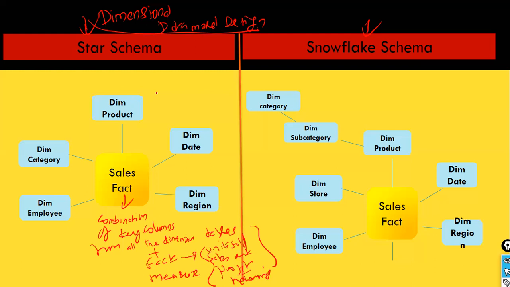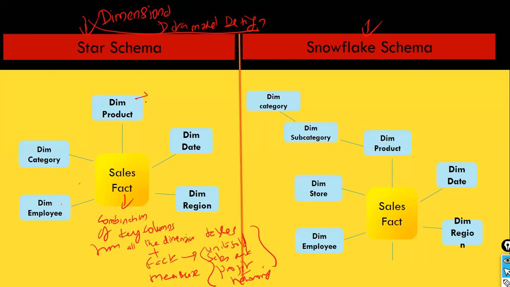Suppose you have a product key here, category key, employee key, region key, and date key. All these dimension key columns should be there in your fact table. Why? Only then can you join the fact table with the dimension tables using the key columns in order to get the descriptive information from the dimension table.